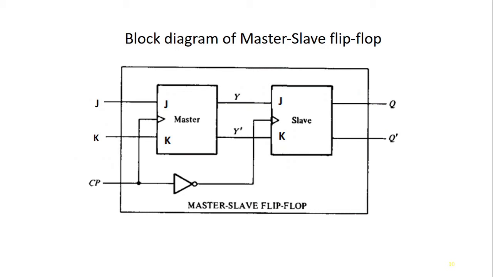Here is the block diagram of master-slave flip-flop. The information present at the J and K inputs is transmitted to the master flip-flop on the positive edge of the clock pulse and is held there until the negative edge of the clock pulse occurs, after which it is allowed to pass through the slave flip-flop.